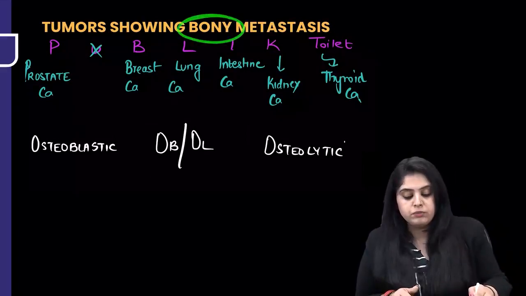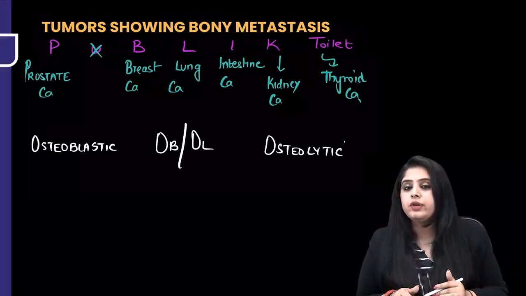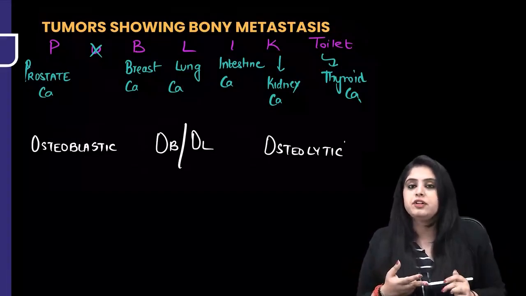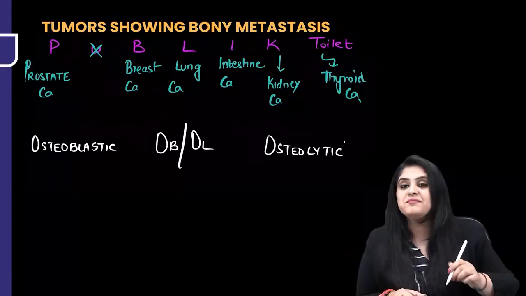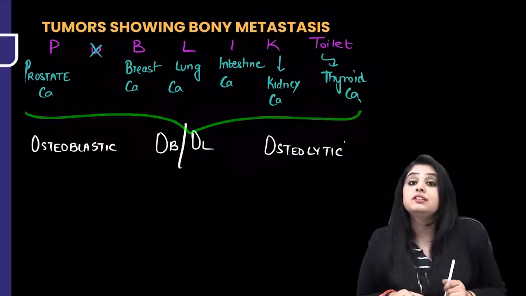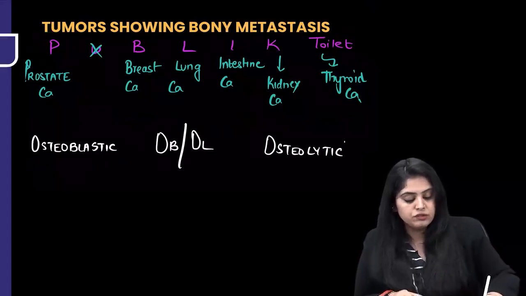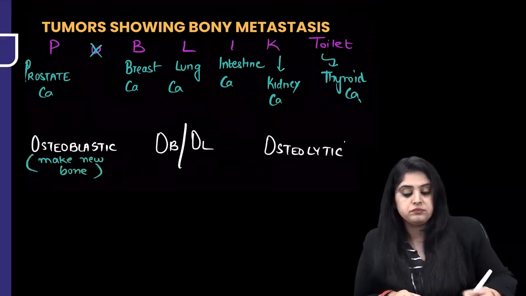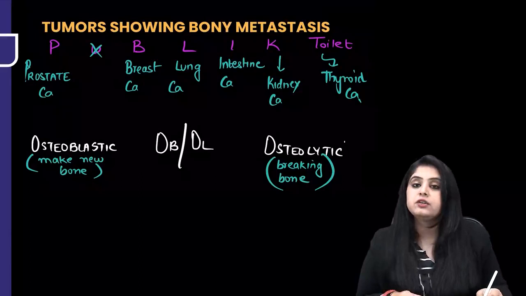After they have gone to the bone, prostate, breast, lung, intestine, kidney, thyroid, what do they do? There are two types of people. One are extrovert people who have a blast. One are introvert people who just keep doing their own work. They don't mingle around with others. In the same way, after going to this bone, what is the cancer going to do? Either it will start making new bone, meaning osteoblastic, or it will start breaking the bone. So either it could result in an osteoblastic reaction or it can result in an osteolytic reaction.